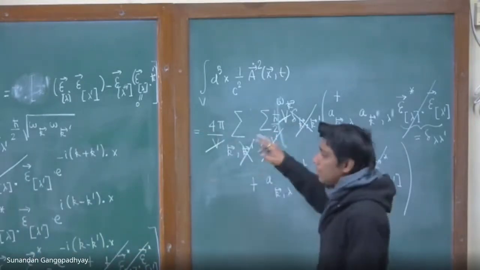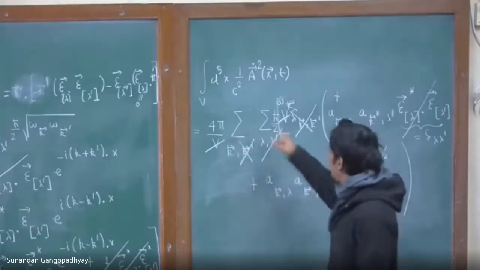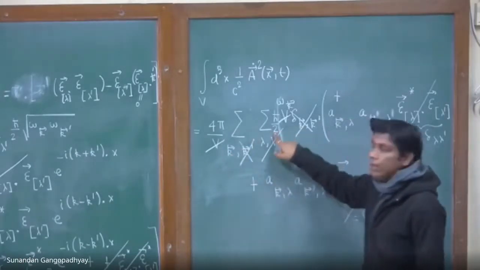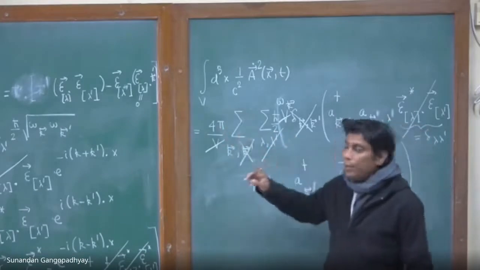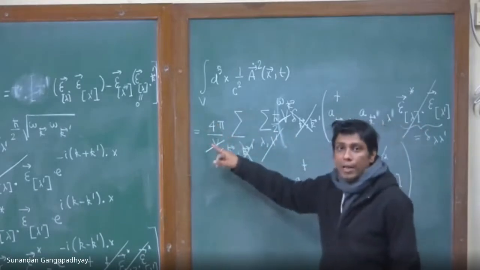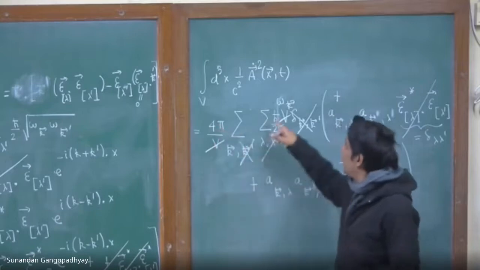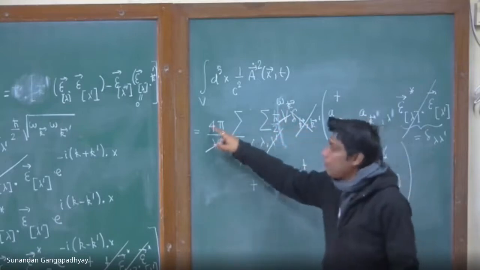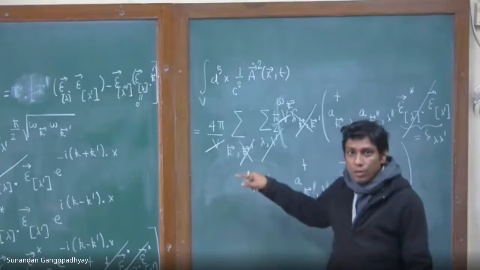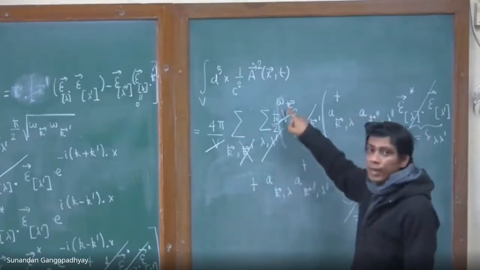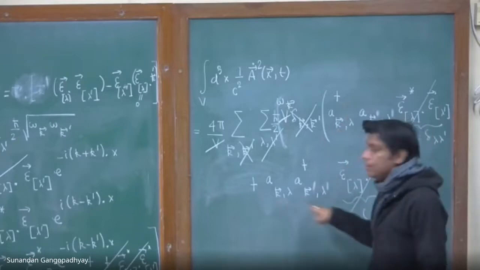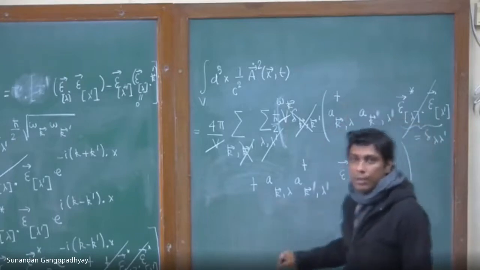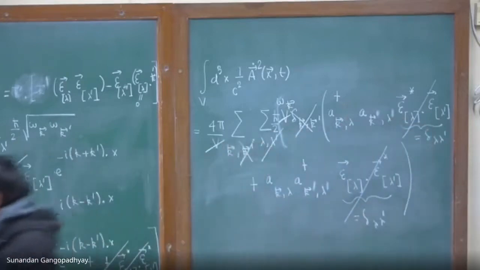Those two terms coming from curl of A whole square will add up, and these two factors will get cancelled. And you have to remember that the full Hamiltonian operator has a prefactor of 1 by 8 pi. So you will get what? H bar omega k, 4 pi by 8 pi will give you a factor of 2 in the denominator. So it will be h bar omega k by 2, a dagger a plus a a dagger. That will be the result, and then we will simplify it.